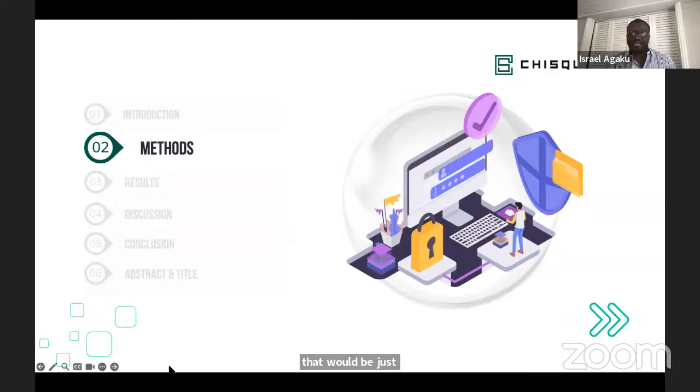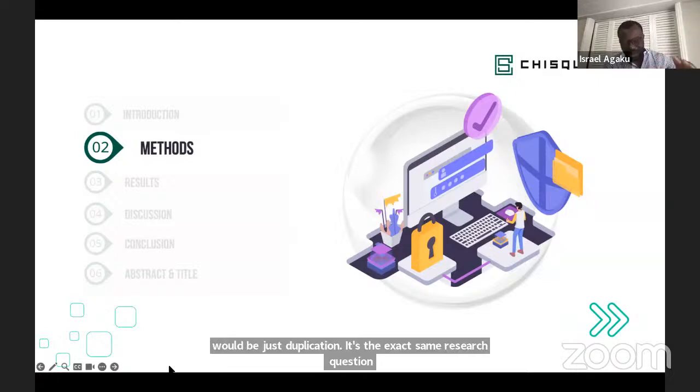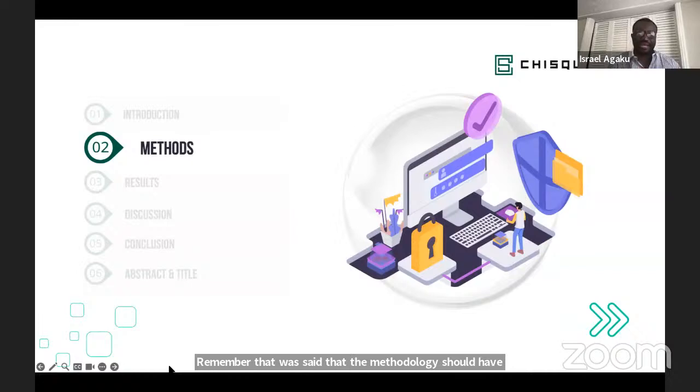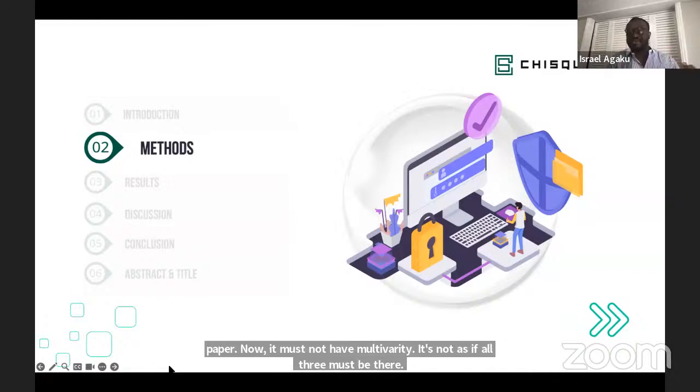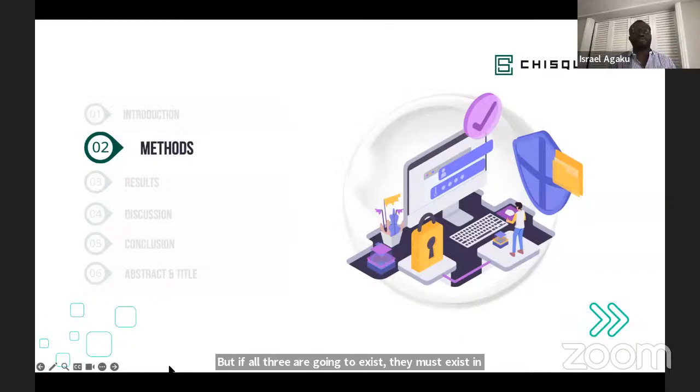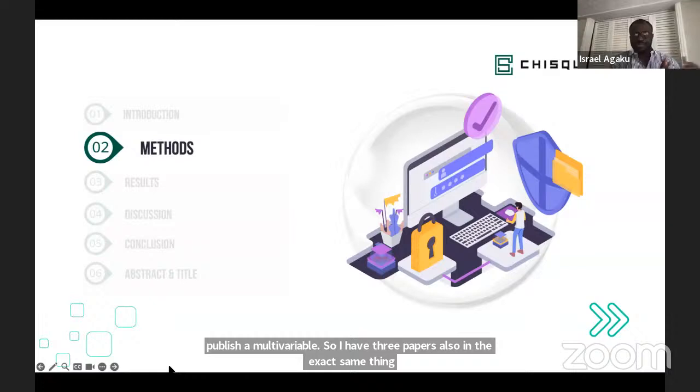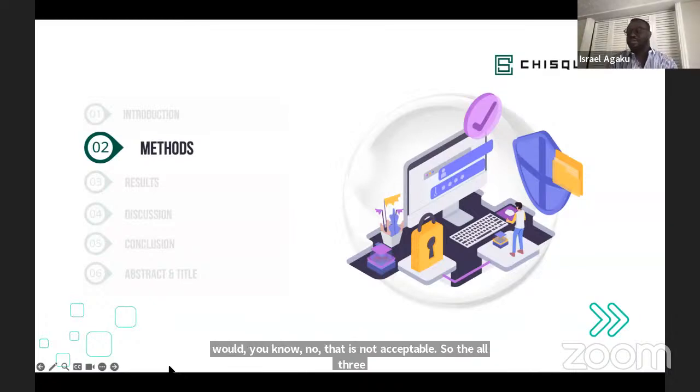Remember that it was said that the methodology should have the 1, 2, 3 approach in one paper. The univariate, the bivariate, the multivariable in one paper. It's not as if all three must be there, but if all three are going to exist, they must exist in one paper. So you can't say, oh, I'm going to publish the univariate in one paper, publish a bivariate in another paper, and publish a multivariable. So I have 3 papers all saying the exact same thing. That is not acceptable. So the bivariate and the multivariable must be published in one paper.